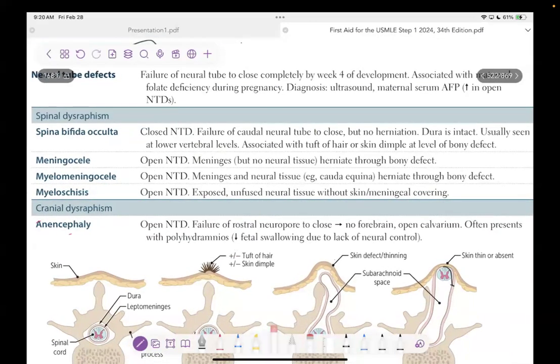So let's go and see the neural tube defect with spinal dysraphism or cranial dysraphism. Cranial dysraphism, you already understood, is when the rostral or the upper part of the neural tube is open, not closed. There is no forebrain. The calvarium is open. The bones that cover the neural tissue are open already. There is no brain tissue to be covered.